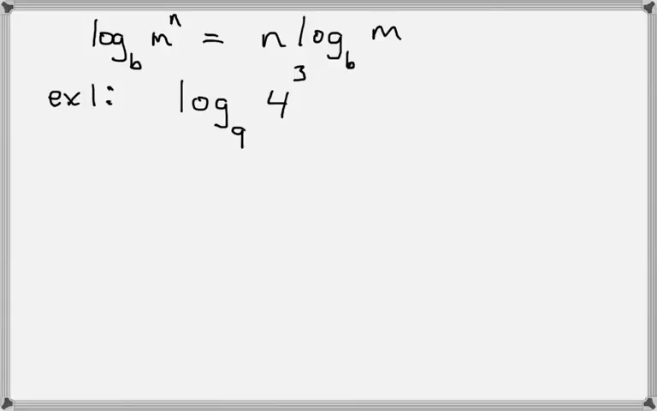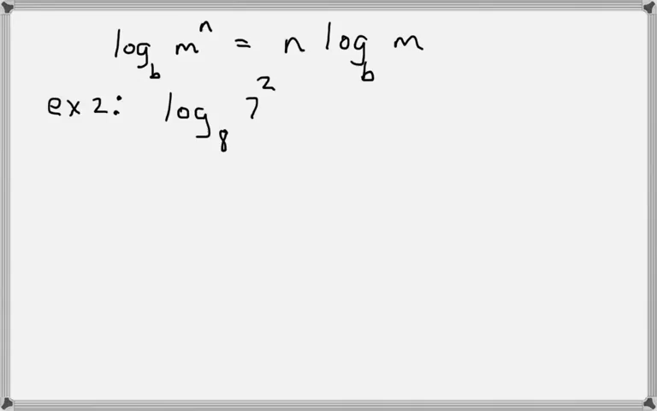Example 1, we have log base 9 of 4 raised to the third. So that matches the first part of our property, and we want to convert it so it matches the second one. So all we have to do is take that exponent of 3 and move it to the front as a coefficient. So we would have 3 times the log base 9 of 4, and that would be our answer. Let's look at another example.